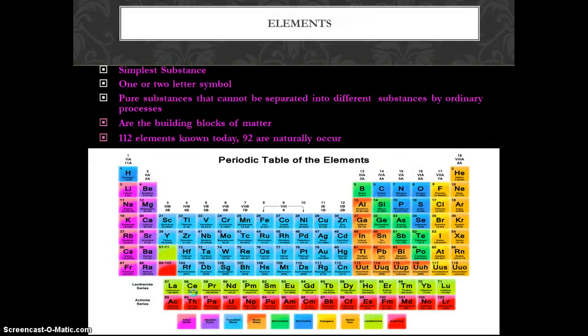Now, elements are the simplest substance. As you can see on the periodic table, they're represented by symbols. They're the purest substance and cannot be separated into different substances by ordinary processes. They're the building blocks of matter, so atoms are the basic unit of matter, and atoms make up the elements. There are 112 elements known today, and 92 are naturally occurring. 96% of the elements found in living things are carbon, hydrogen, oxygen, and nitrogen.